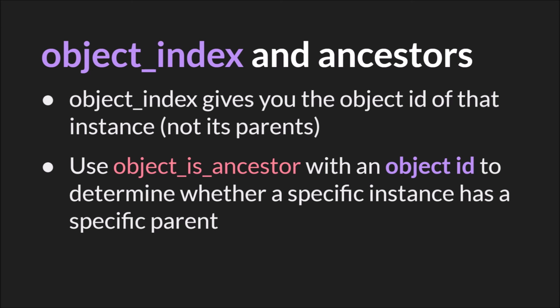So the last thing I want to talk about is object index and ancestors. Object index is a built-in GameMaker keyword that will give you the object ID of that instance. When used in connection with the function object is ancestor, you can determine whether a specific instance has a specific parent. You can see examples of this in the manual, but if you're ever wondering how to go from a specific object, or a specific instance of an object, to say it more correctly, and find out whether another object is that object's parent, this is how you would do it.